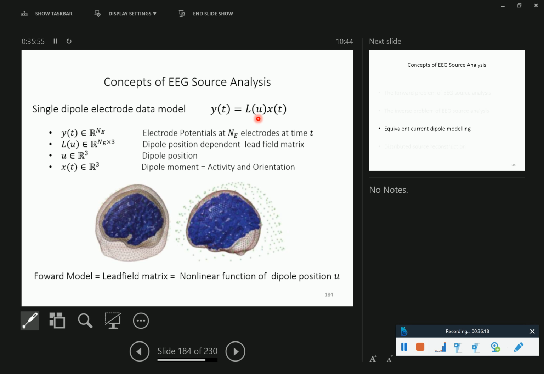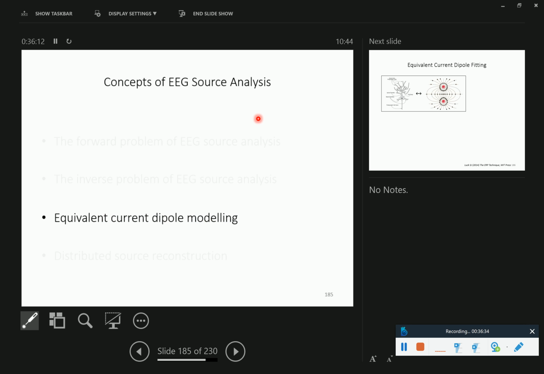If you want to know many more details about this, look into my paper with Ludger from 2016, where we discussed the DCM EEG approach, and we have also quite a lot on the dipole modeling. So that's kind of the general stuff. And now let's look a little bit more into equivalent dipole modeling versus distributed source reconstruction.